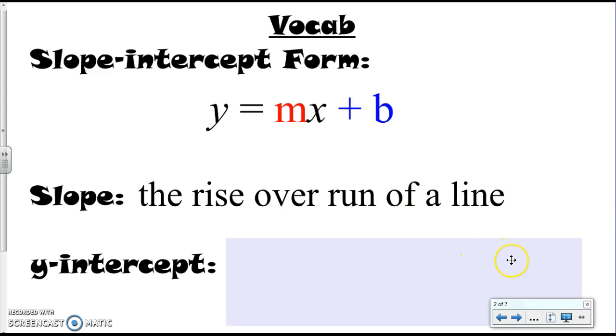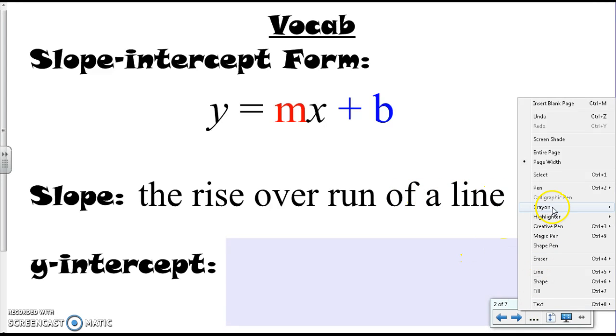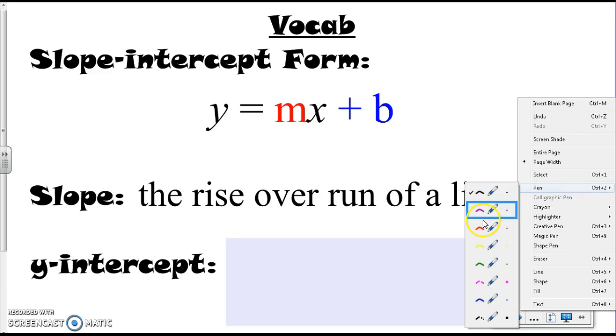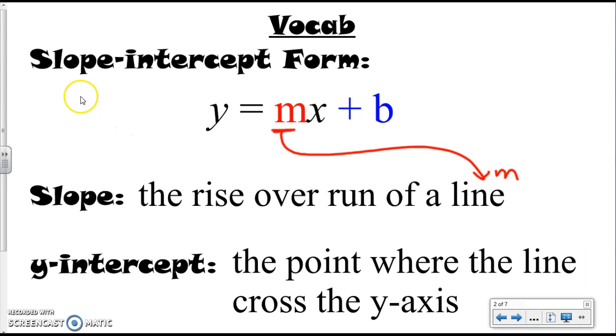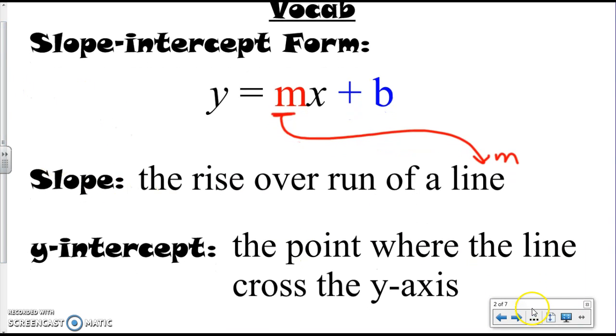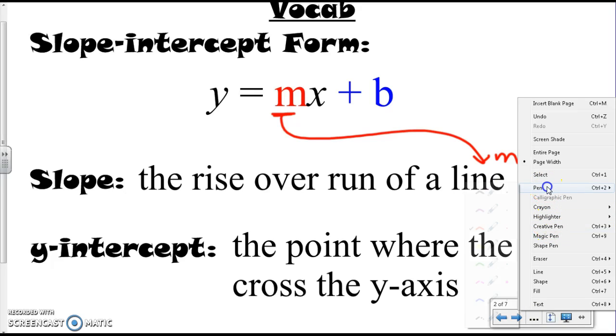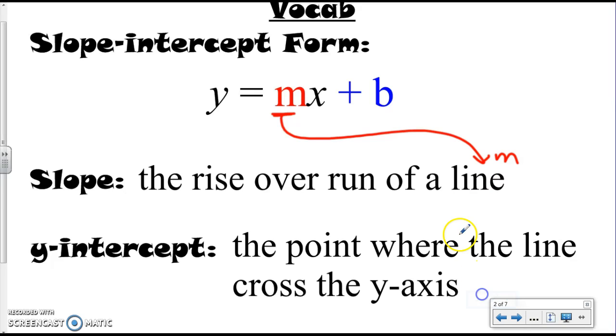and that's going to be your letter m. So wherever your x is, the letter in front of it is your slope. And then your y-intercept is the point where the line crosses the y-axis, and in your equation that will always be the number that is added or subtracted that does not have a variable with it. Okay, so y equals mx plus b, m is your slope, b is your y-intercept.